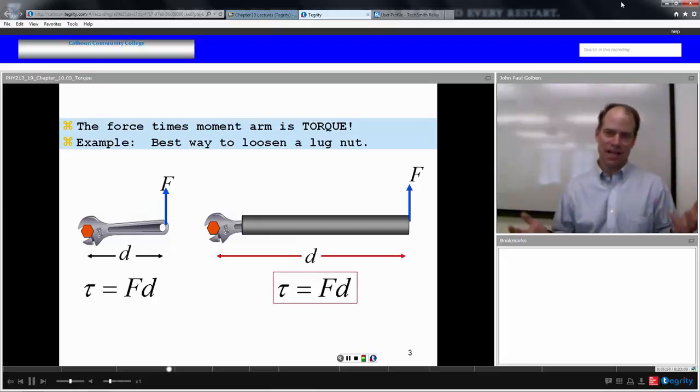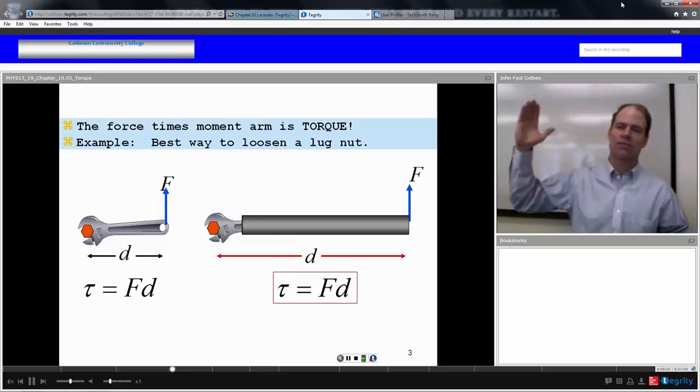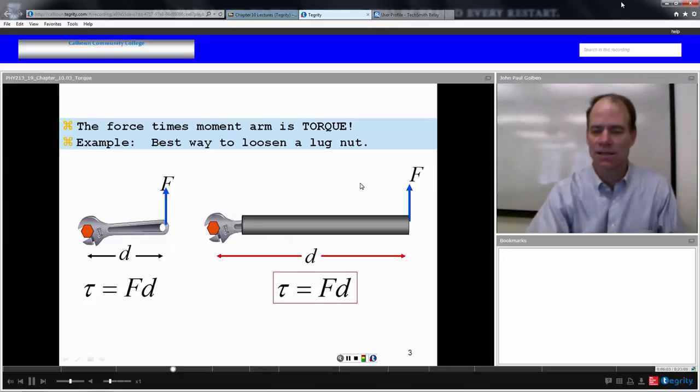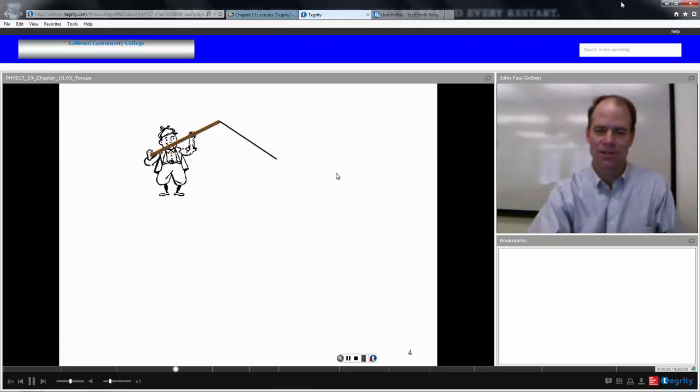So this is a nice little thing to be able to do. Increase your moment arm gives you a greater mechanical advantage for torque. Apply the force, and voila, a new wheel.